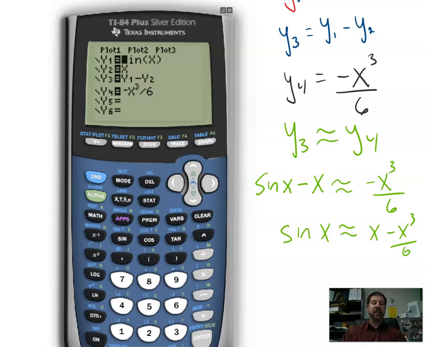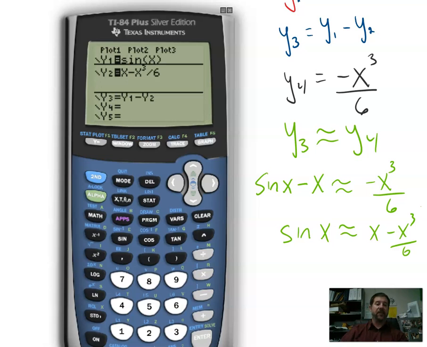All right, cool. So now what can we do with that? Well, what we just said was that y3 was pretty close to y4, right? Approximately the same thing. And I know that y3, the way we got that was y1 minus y2, where sine x minus x is approximately negative x cubed over 6. And then I can add x to both sides, and now I've got an even better approximation for sine of x. Instead of just using x, let's try using x minus x cubed over 6.